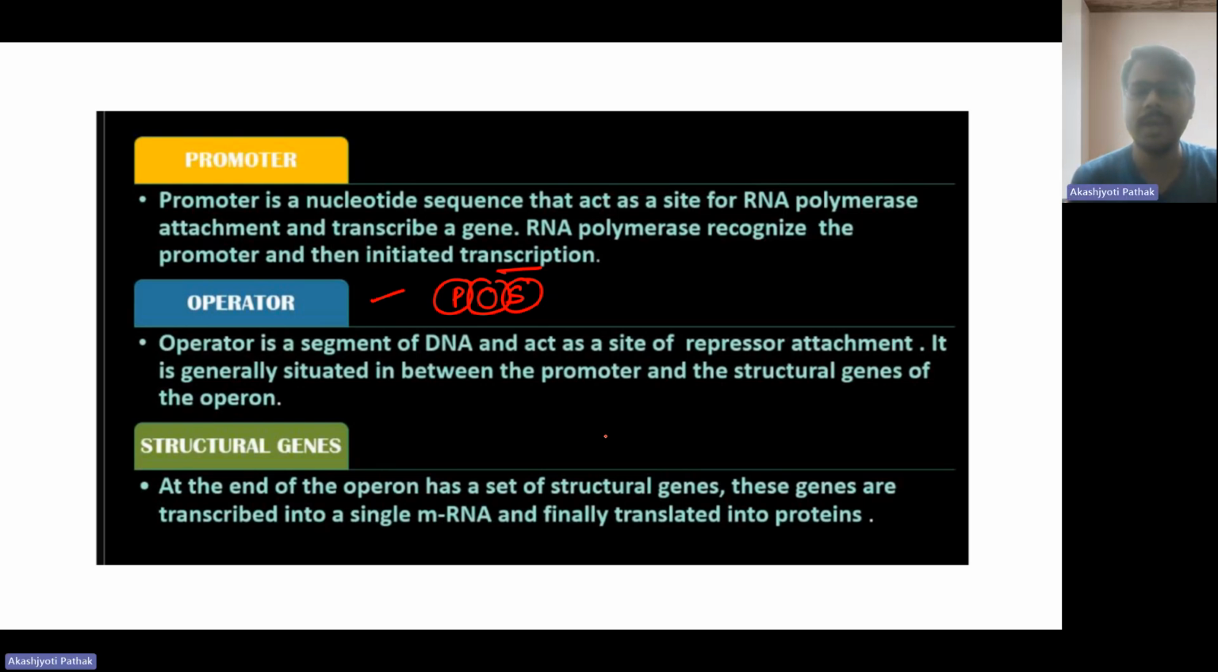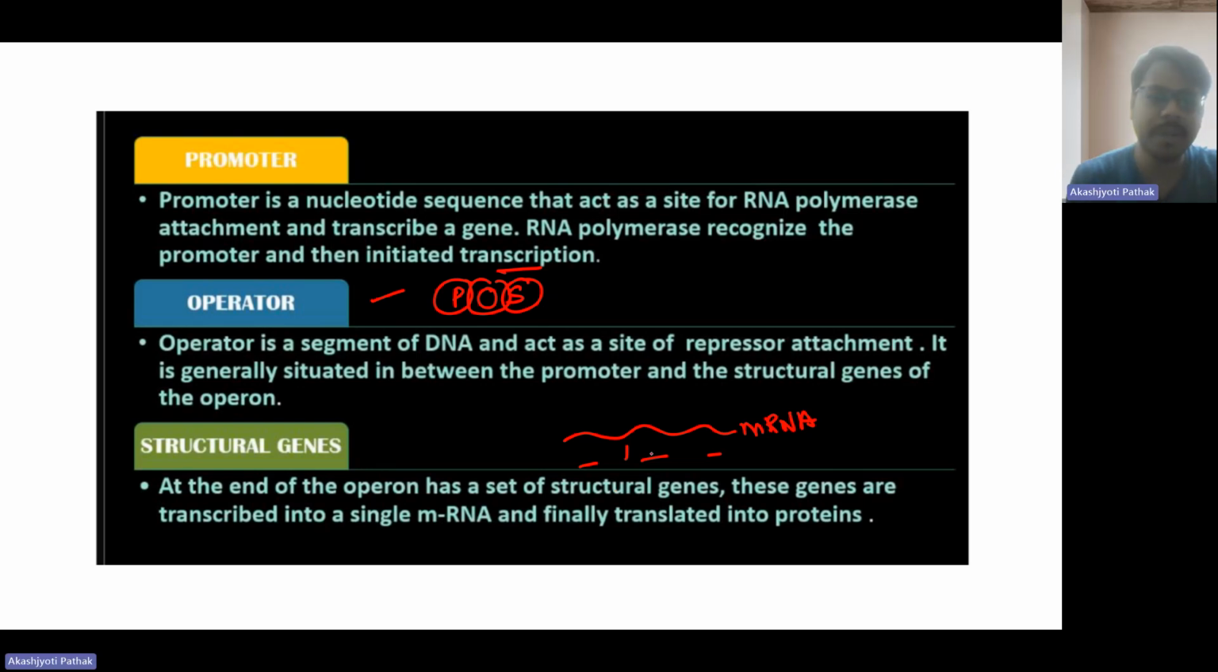So there will be a single mRNA which will be synthesized by these structural genes. They will code for a single mRNA, and from this single mRNA, different polypeptides will be synthesized.